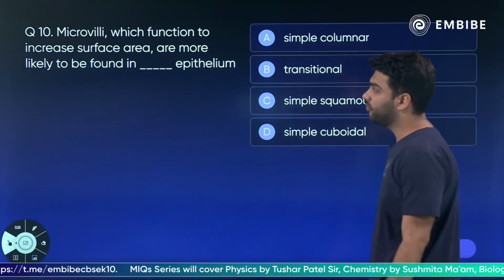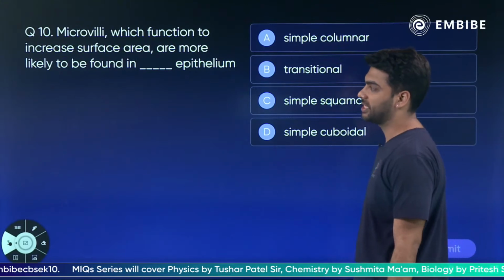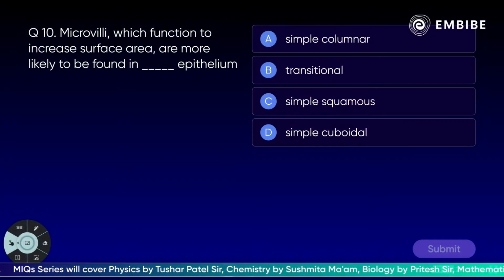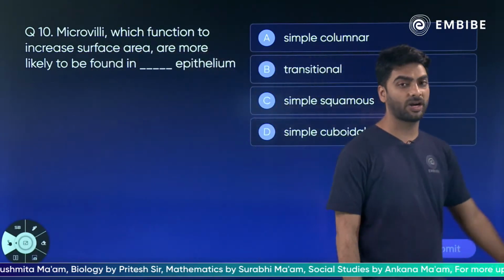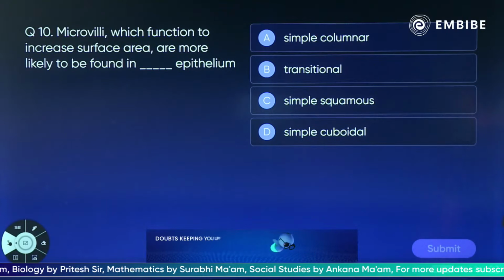Okay? Microvilli, which function to increase the surface area, are more likely to be found in which epithelium? They are likely to be found in simple columnar, transitional, simple squamous or cuboidal. In which epithelium will you find the microvilli which are a part of your small intestine? Okay?